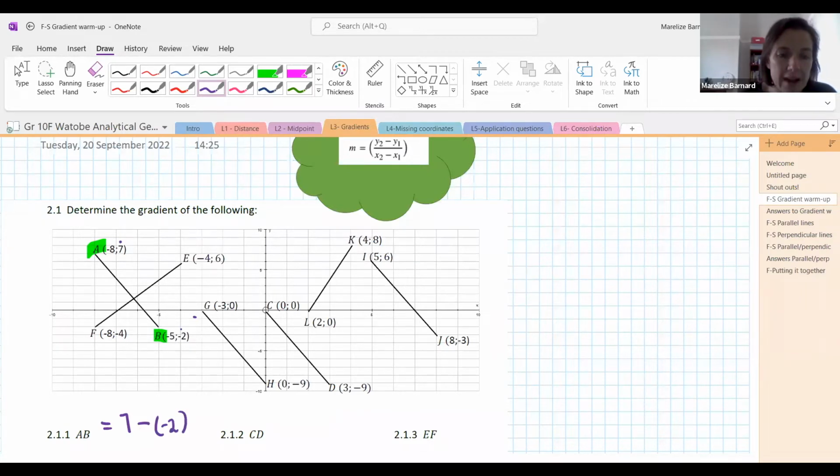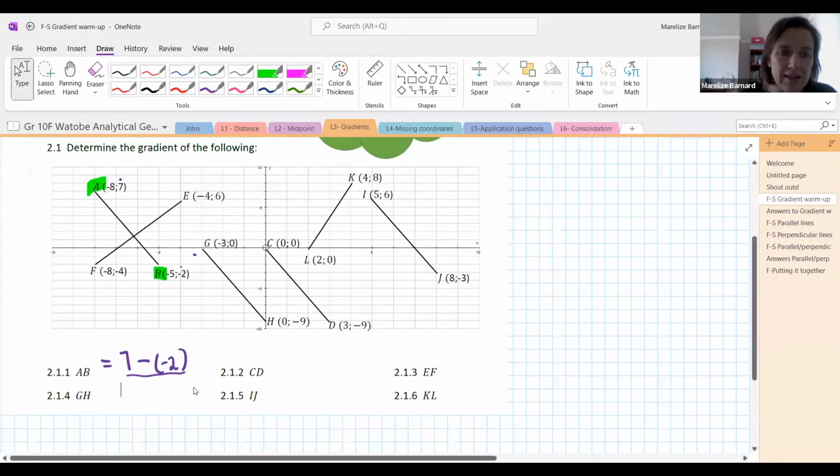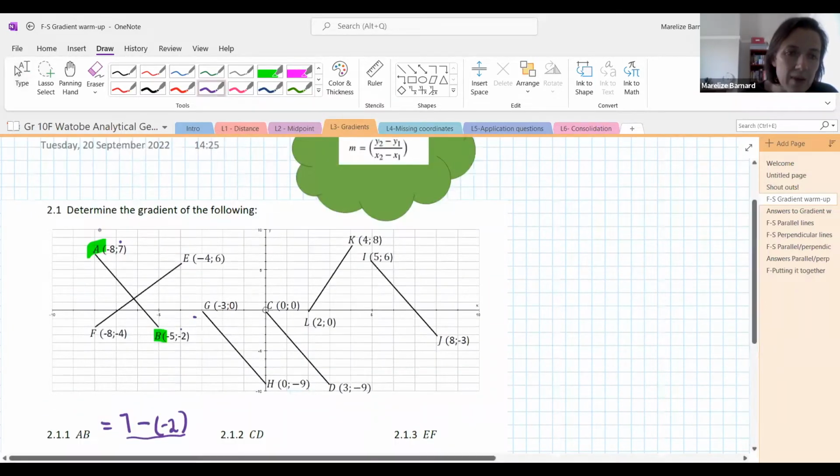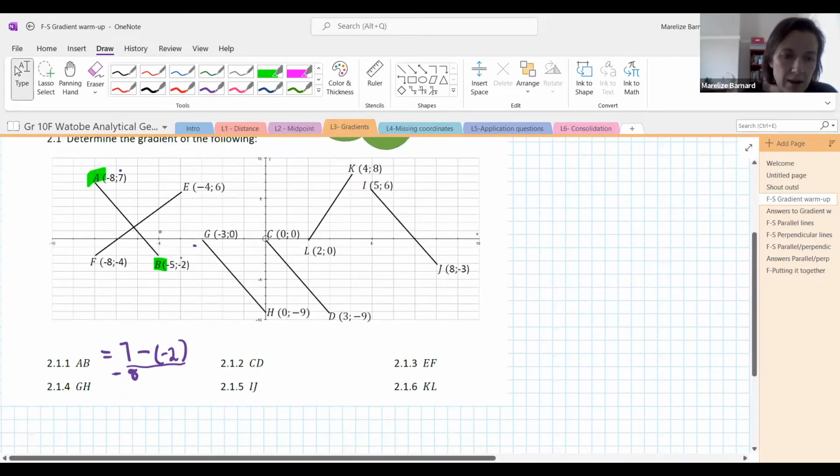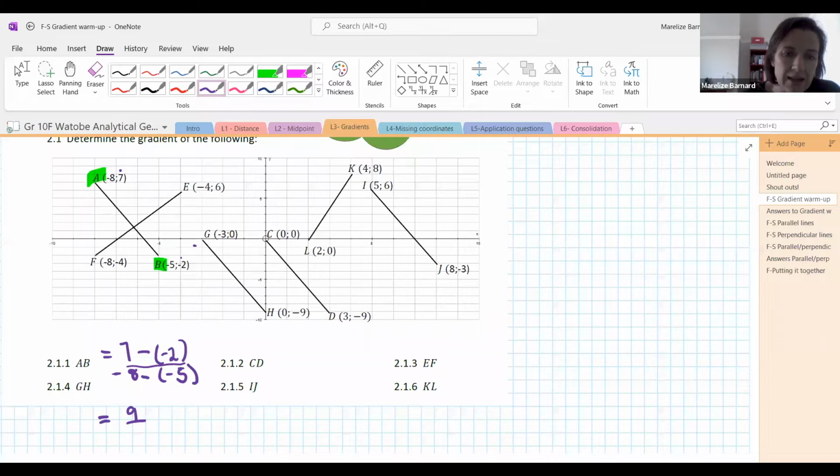So if you are subtracting, a few tips with gradient calculations: when you are subtracting, put whatever you're subtracting into brackets. And then we're going to do the x's, minus 8 over minus, minus 8 over minus 5. Okay, and that gives us 7 plus 2 is 9, and then minus 8 plus 5 is minus 3, and we simplify that. 9 over negative 3 is negative 3.